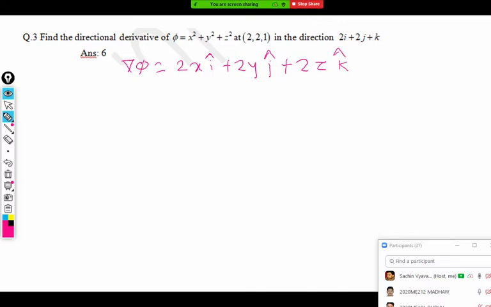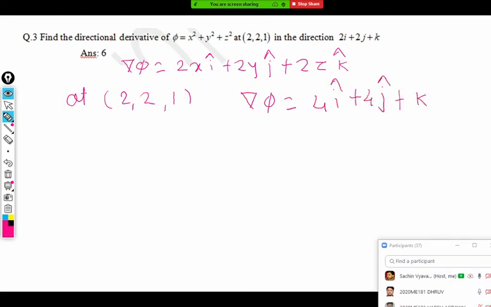Next step, we want it at the particular point. So 2, 2, 1: del phi is 4 i cap plus 4 j cap plus 2 k cap. Lastly, let a bar be that direction, 2 i cap plus 2 j cap plus 1 k cap. Correct. Very good.